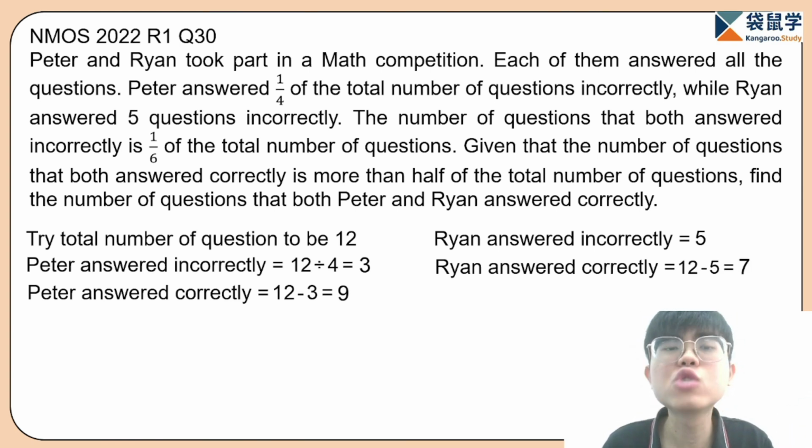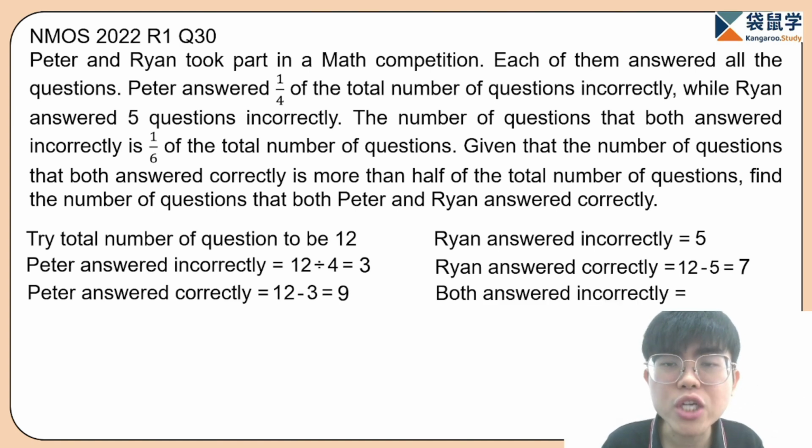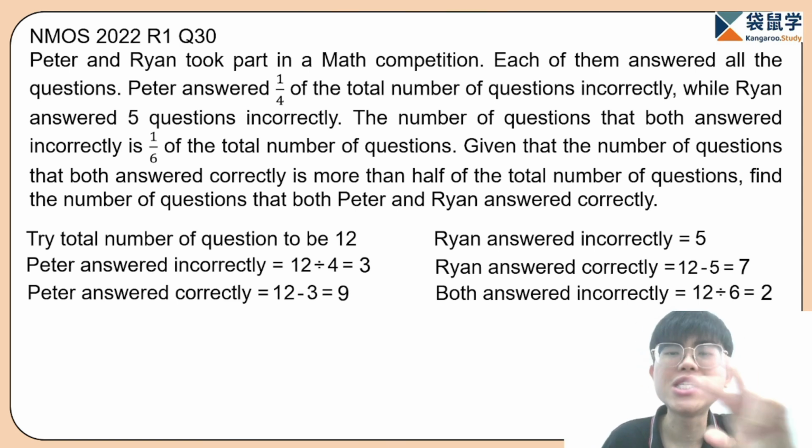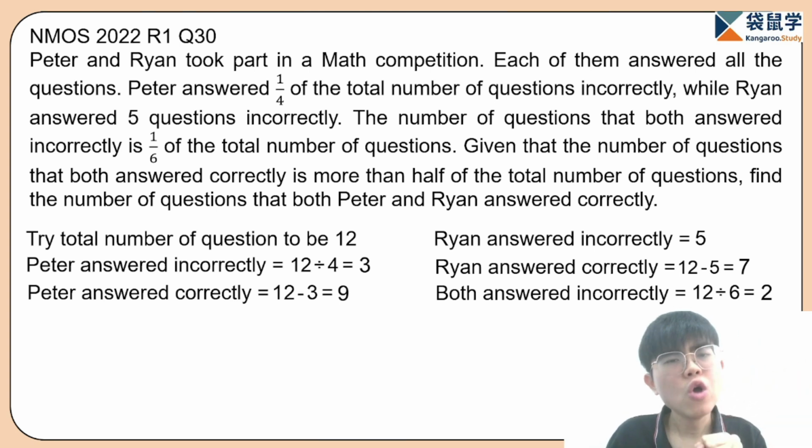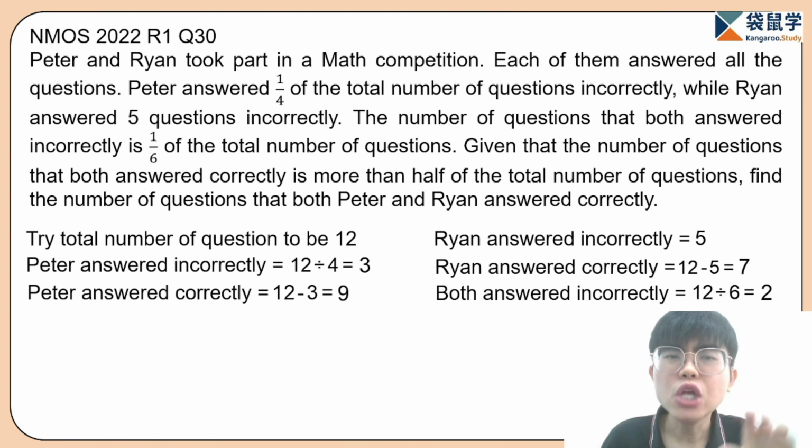And finally, there is one piece of information that we can also calculate, which is the number of questions both of them answered incorrectly. Since it is 1 over 6, we can just use 12 divided by 6 and we get 2. But now, we're still not able to confirm whether our total number of questions is correct or not. So what we can do now is to list out all the questions that they did correctly and also incorrectly. So let's try to draw a table.